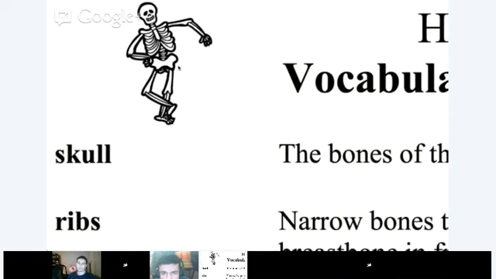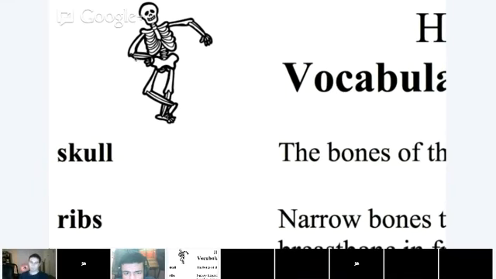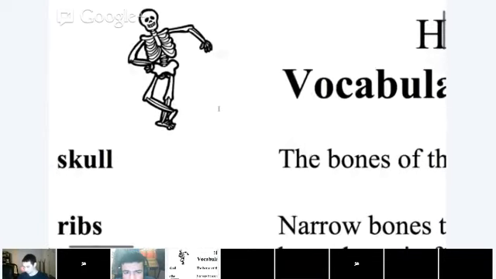Hip, H-I-P. So the pelvis is the hip bone, and then the ulna is, so there are two bones in the forearm. The forearm is the front part of our arm. So this bone here, the first one that you see, is the ulna, and then the back one is the radius. Basically these three bones, ulna, radius, and humerus, make up our arm.